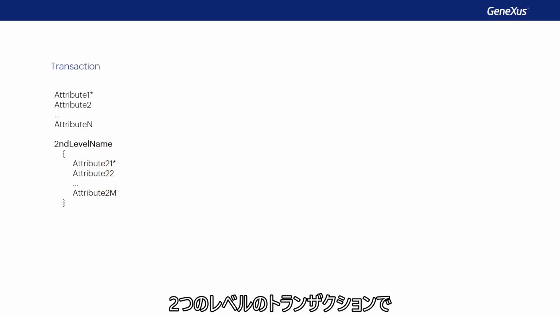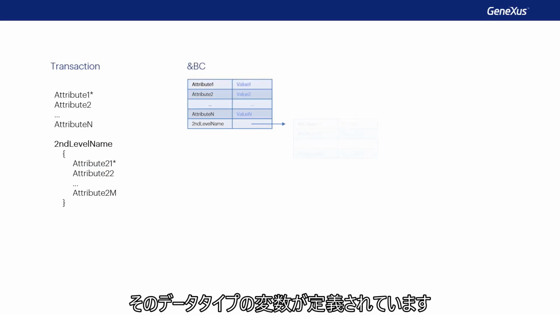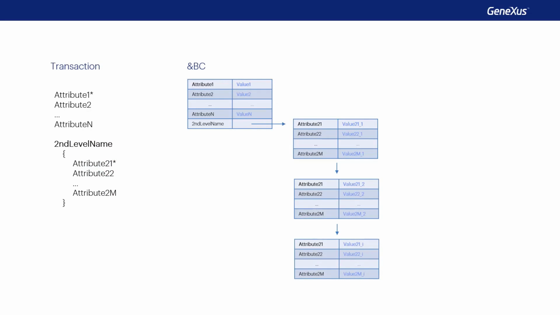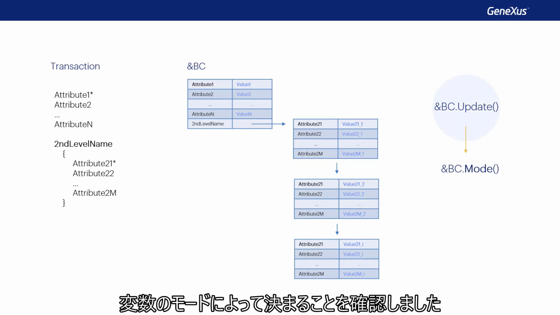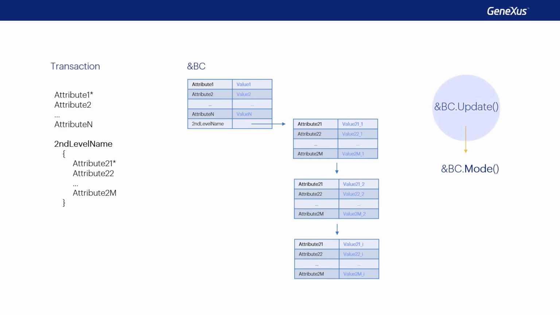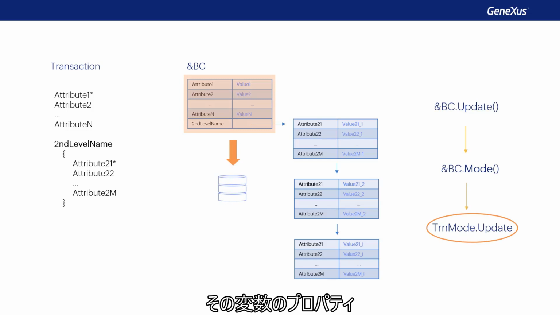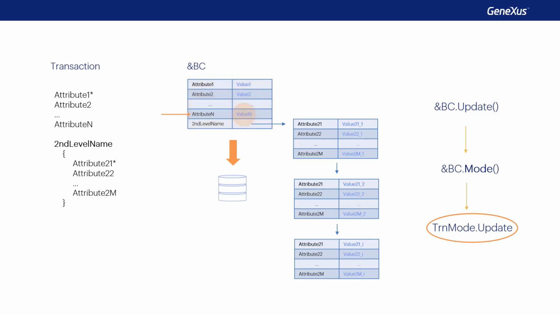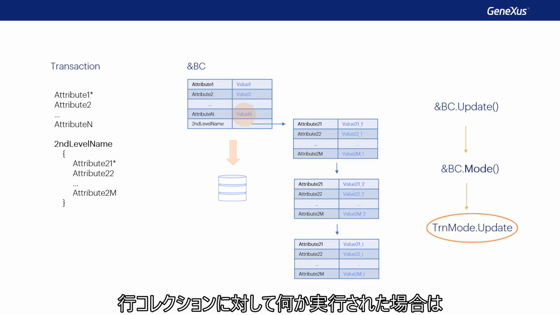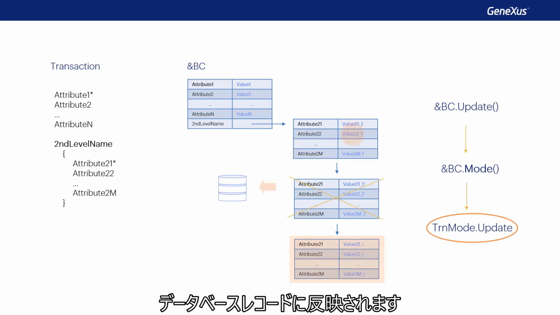Let's suppose that we have a two-level transaction with the business component property turned on and a variable of that data type. We had previously seen that what will be done internally when the update method is executed depends on the variable's mode. If the variable were in update mode, its header would be updated, regardless of whether any of its properties, in other words, its elements or attributes, had been modified, and if something had been done on the line collection, this would be reflected in the database records.